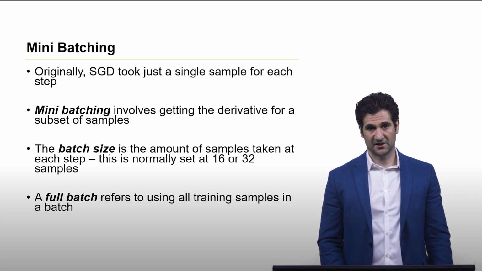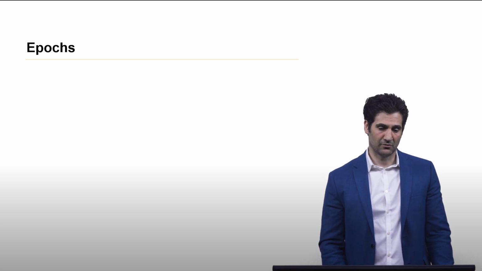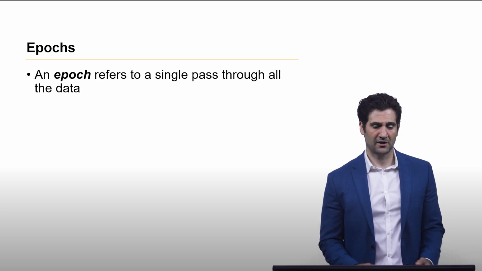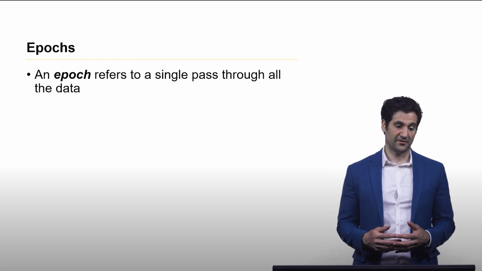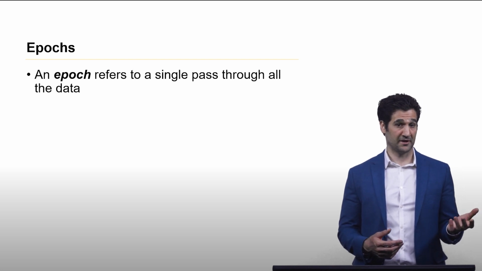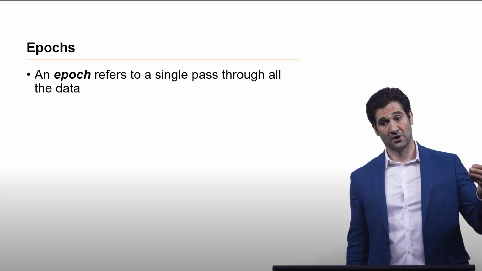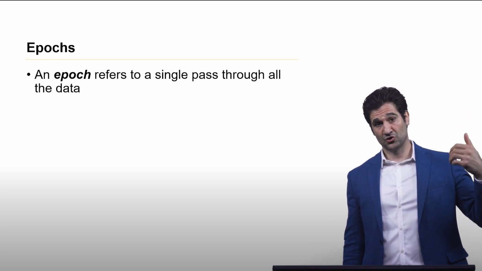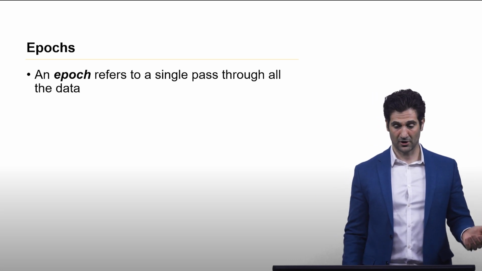Now with this idea of batching in mind, we can look at what is called an epoch, and an epoch refers to a single pass through all the data. So let's say I have 64 samples in my data set and I have a batch size of 32, after 2 iterations I have completed a full epoch because I've gone through all of the data.